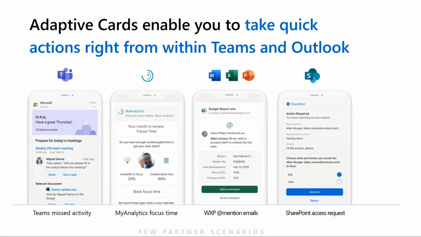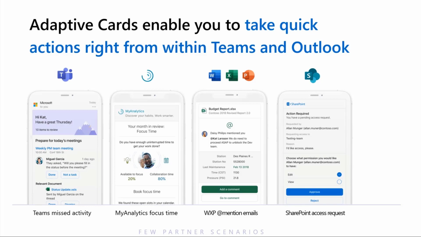Sure. Thanks for that, Matt. So if I were to summarize the overall value prop of adaptive cards in one sentence, it's around enabling you to take quick actions right from within Teams and Outlook. At its core, adaptive cards allow you to safeguard your productivity and acknowledge content without ever having to leave the hub of your choice, which could very well be either Teams or Outlook, and in the process, eliminate context switching completely. Here are a few of our most popular scenarios.